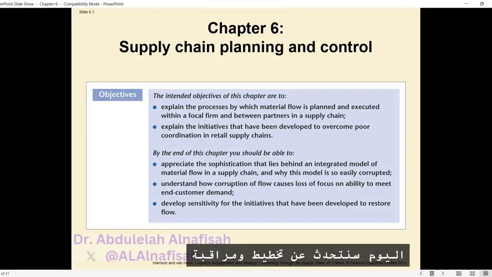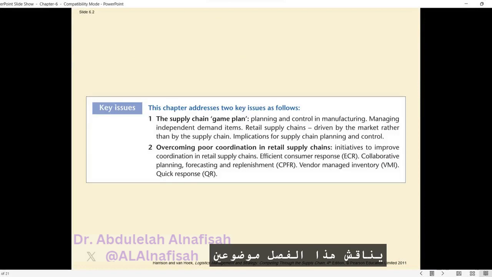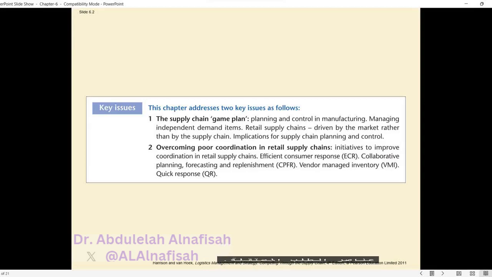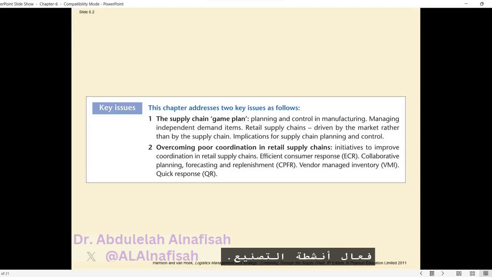Today we will talk about supply chain planning and control. This chapter discusses two important topics related to supply chain management. The first issue addressed is the planning and control of manufacturing in the supply chain, particularly in relation to managing independent demand items. The focus here is on developing a game plan for the supply chain, which involves strategies and tactics to effectively plan and control manufacturing activities.